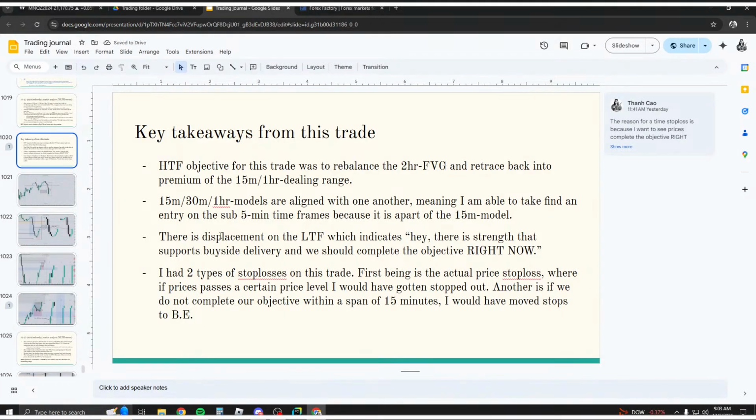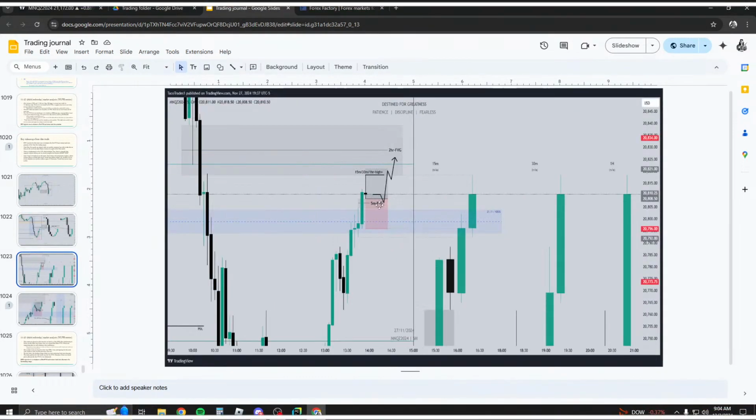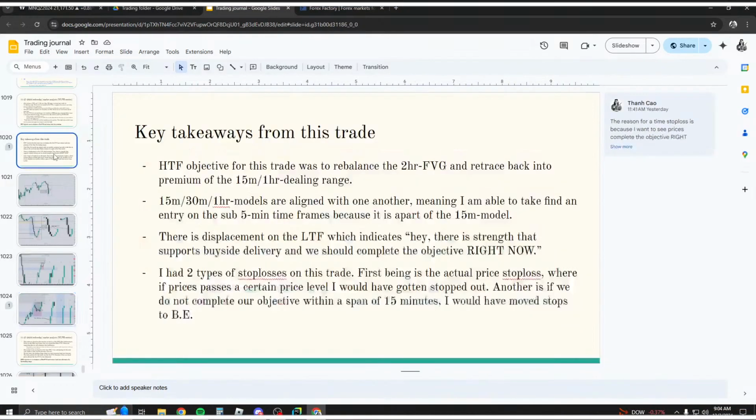There's displacement on the lower time frames, like I showed you guys. On the 5-minute, there was a 5-minute fair value gap. Whenever there's a fair value gap, that means there's an opportunity for me to enter. If there was no fair value gap, I wouldn't have entered this.